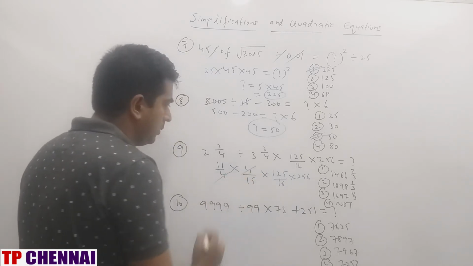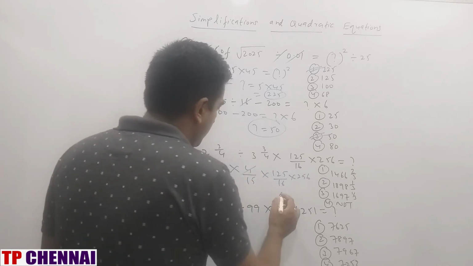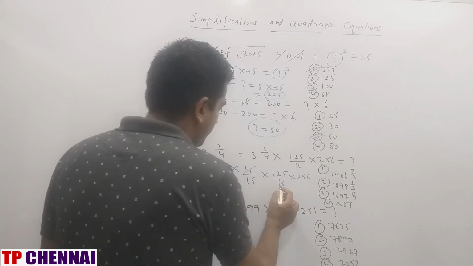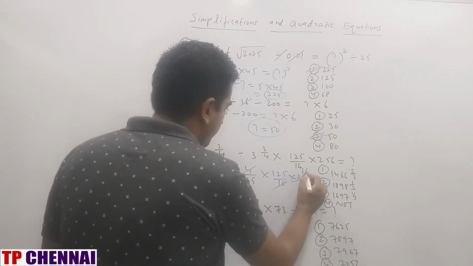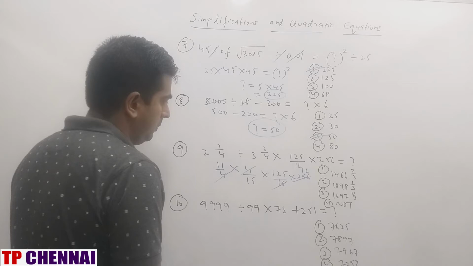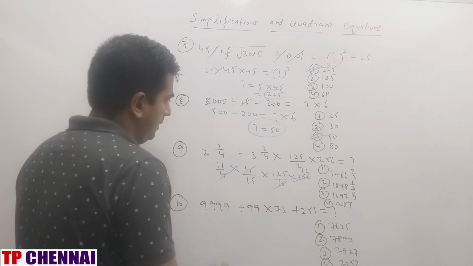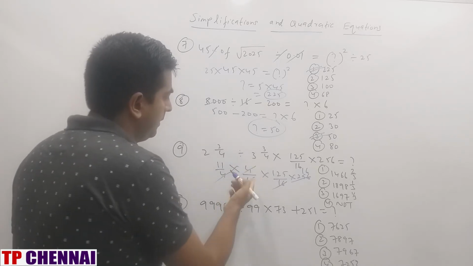So 4 and 4 will go out, and this is 16, 16s are, right? So this is how much? 3/4, so 15/4, 4/15.